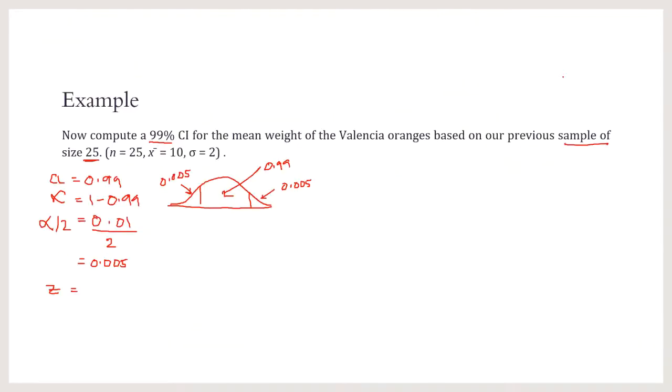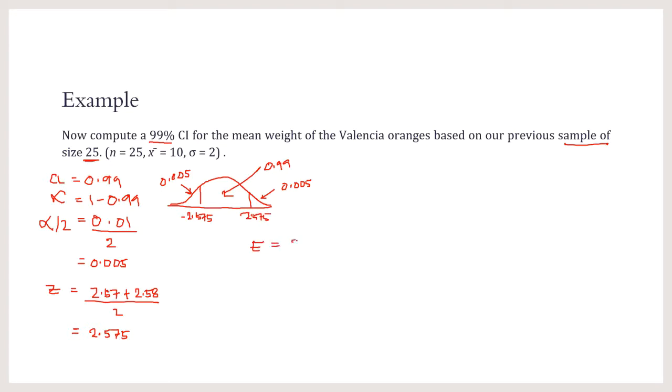So let's just average that one. We have 2.57 plus 2.58 divided by 2, which is basically equivalent to 2.575. So that is now our z-score. Meaning this z-score here is negative 2.575, and the other one is positive 2.575.